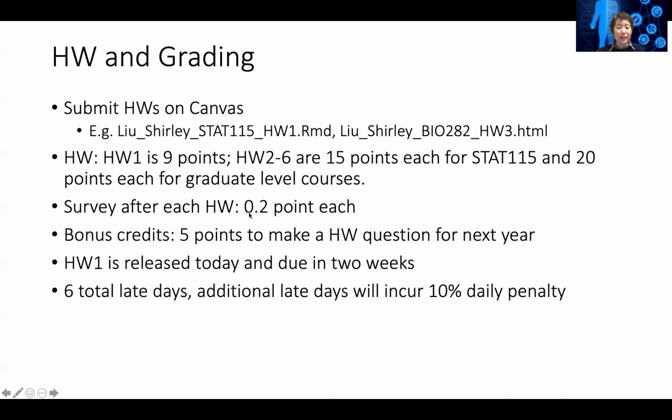And so as a small incentive, we give students 0.2 towards your final course credit. And so these are not added up to 100, but we will scale it to 100 points at the end. The homework survey is 0.2 points each. At the very end of the year, we're going to have an optional credit, about 5 points, to ask students to help us design a new question for next year's homework. This way we will have some new questions for students.